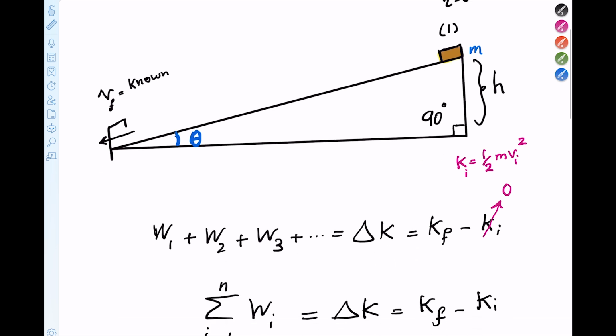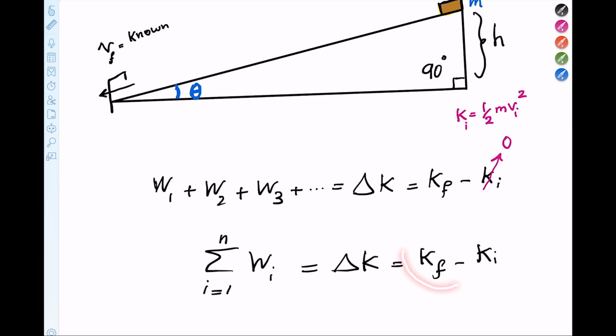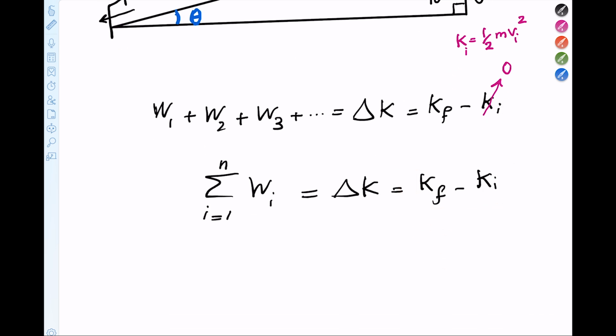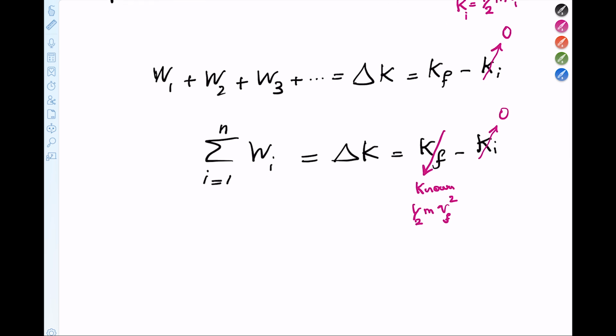So in other words, we know the change of kinetic energy. Again, the initial is 0. This is known because we can measure it. It's half m, the mass of the glider, which we can measure, times the final velocity squared, which the photo gate is giving us. So the right-hand side of the equation, we already know what it is. The left-hand side of the equation is the work done by all the forces.